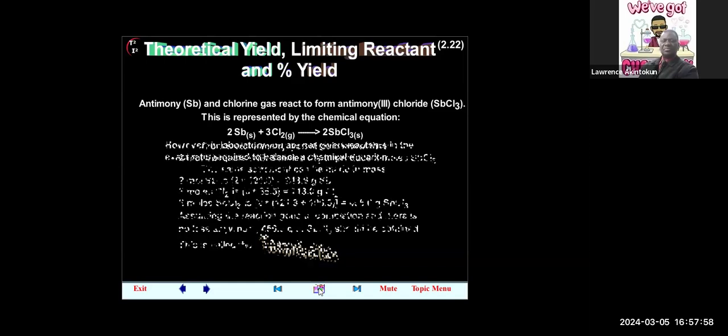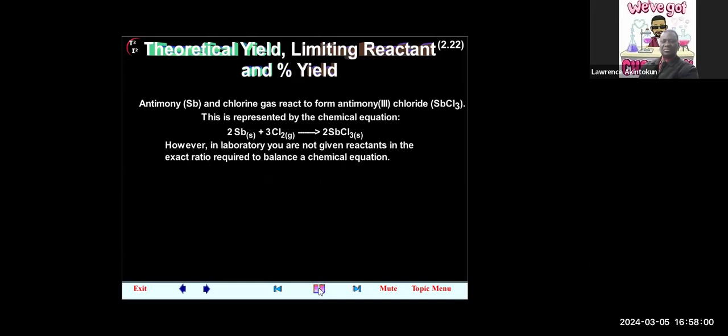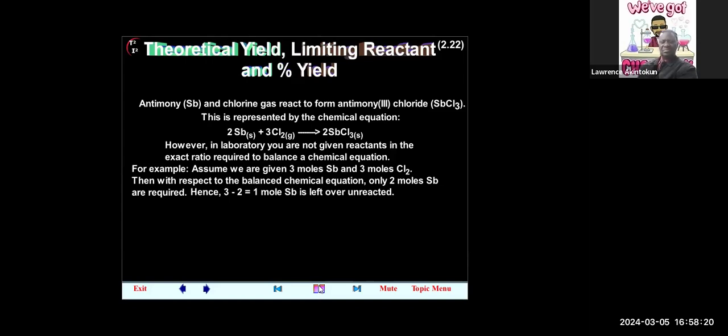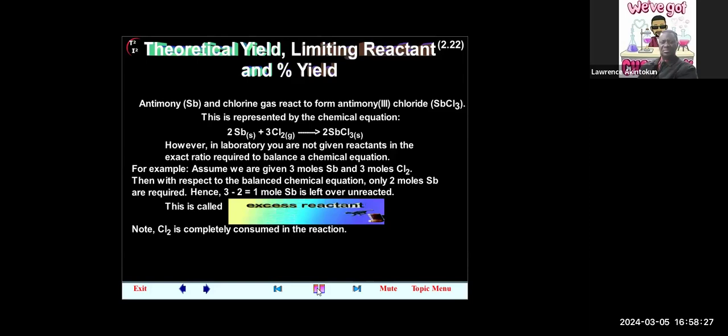However, in the laboratory, you are not given reactants in the exact ratio required to balance a chemical equation. For example, assume we are given 3 moles Sb and 3 moles Cl2. Then, with respect to the balanced chemical equation, only 2 moles Sb are required. Hence, 3 minus 2 equals 1 mole Sb is left over unreacted. This is called the excess reactant. Note, Cl2 is completely consumed in the reaction. Here, Cl2 is the limiting reactant.